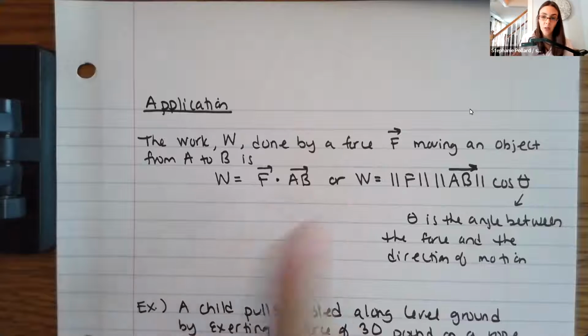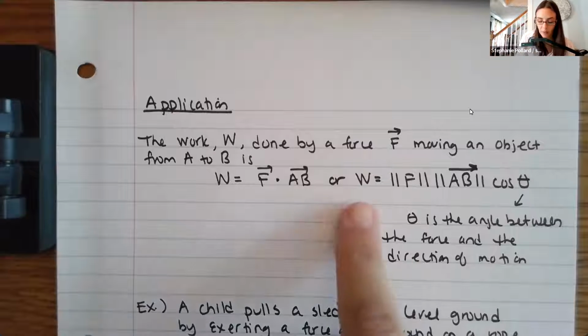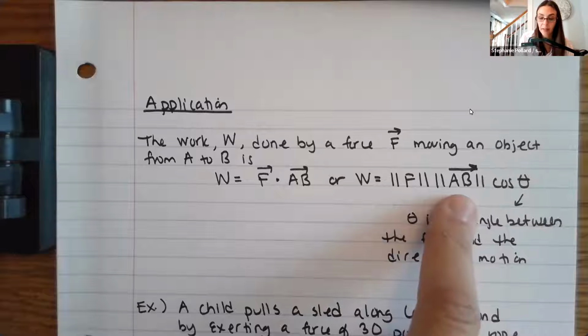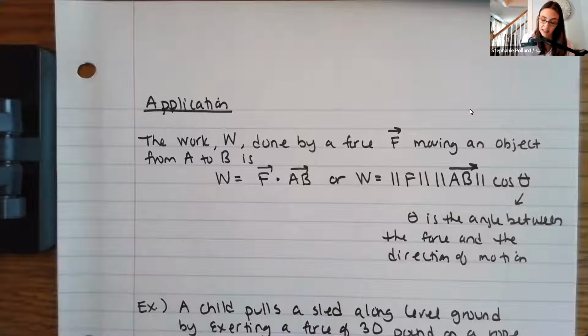Or remember, we have an alternative formula, which is sometimes more helpful if you're dealing with angles. So the formula for that would be the magnitude of the force times the magnitude of the vector from A to B multiplied by the cosine of theta. And theta is the angle between the force and the direction of motion. So whatever direction you're moving in.